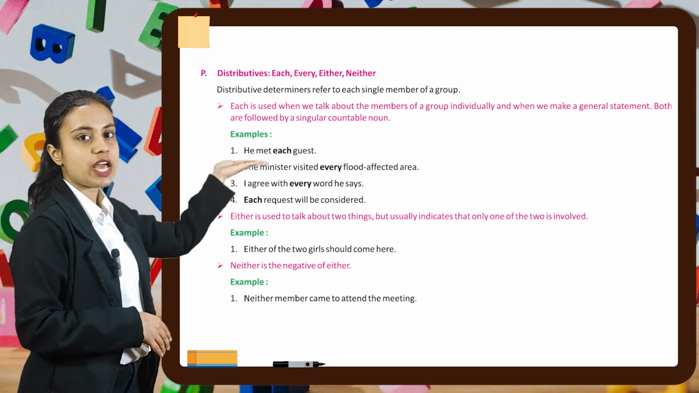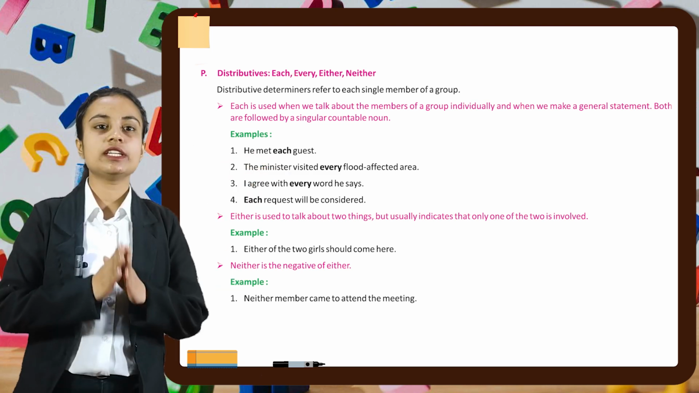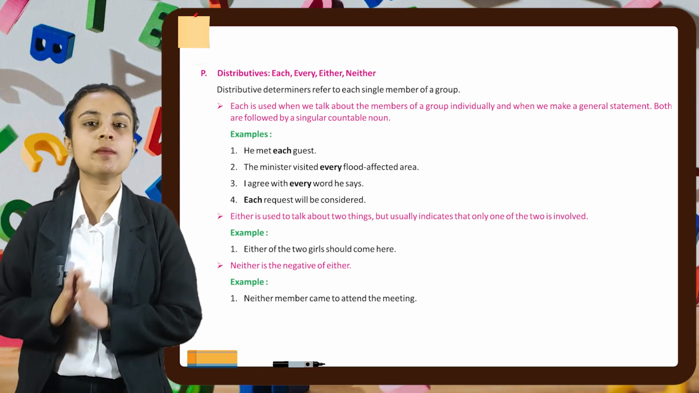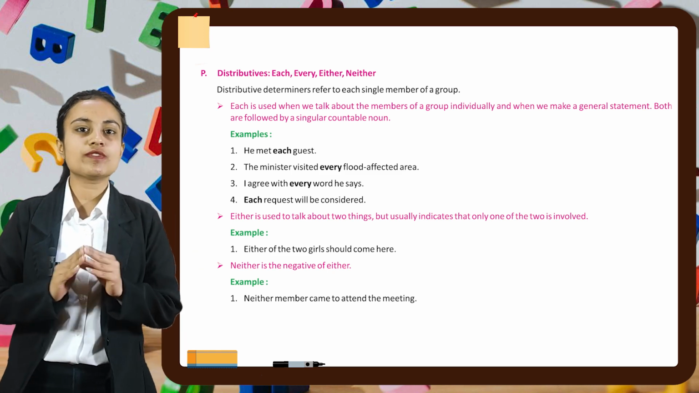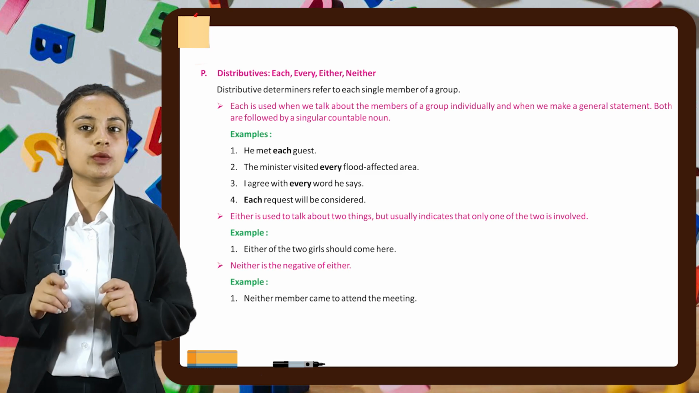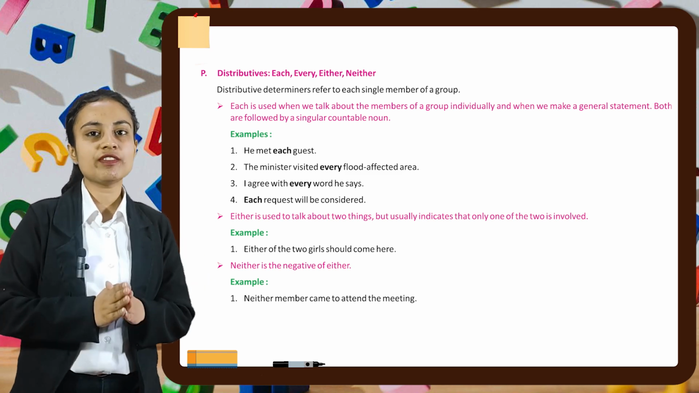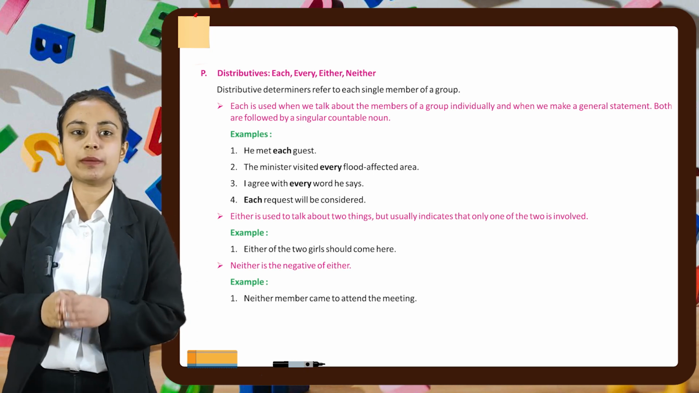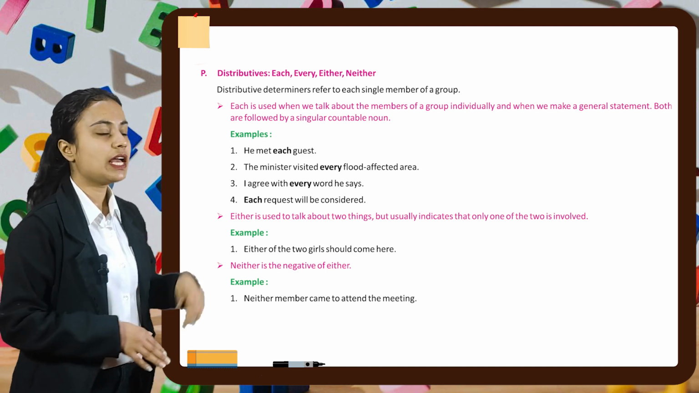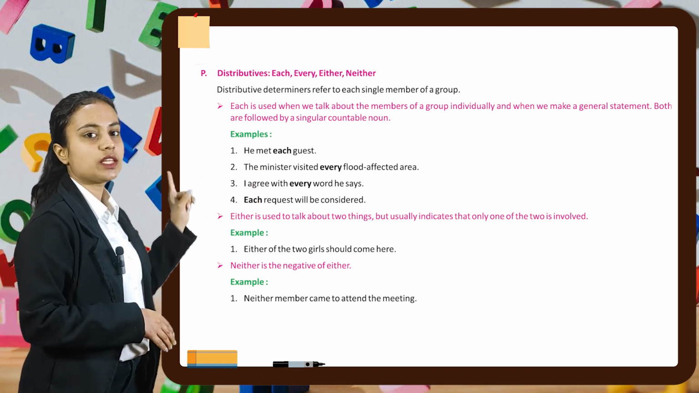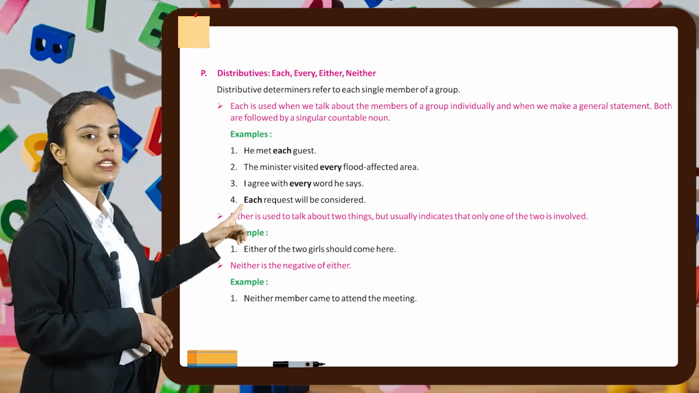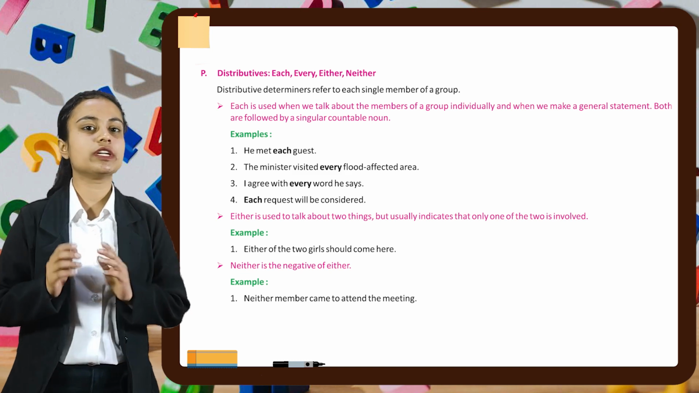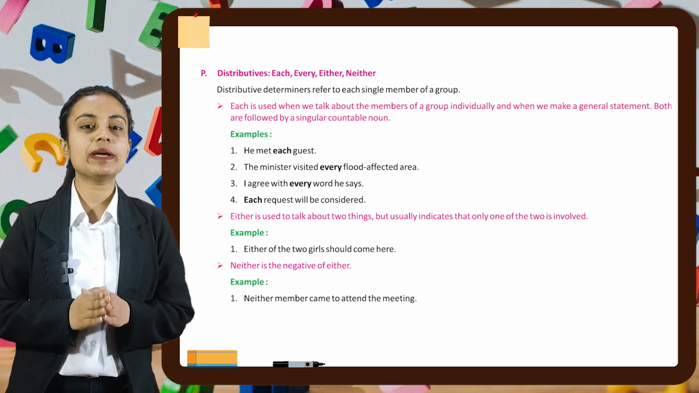Distributives: each, every, either, neither. Distributive determiners refer to each single member of the group. Each is used when we talk about the members of a group individually and when we make a general statement. Both are followed by a singular countable noun. For example, he met each guest. The minister visited every flood affected area. I agree with every word he says. Each request will be considered.